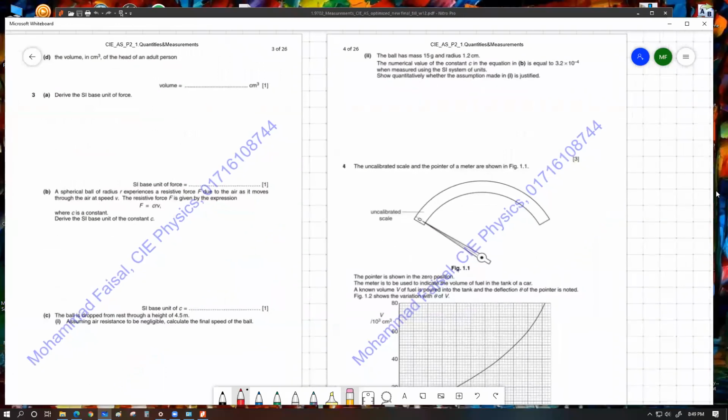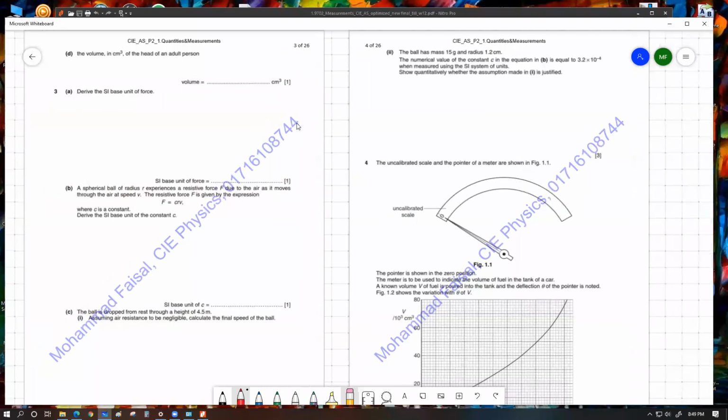আচ্ছা প্রথম কোশ্চেন তোমরা করছো 3B নিয়ে, মনে হয় তোমার কোশ্চেনটা একটু পরে সলভ করেছি, ডোন্ট ওয়ারি। কোশ্চেন নাম্বার 3 একটু আমরা খেয়াল করি। কোশ্চেন নাম্বার 3 বলছে derive the SI base unit for force। সো এখানে আমরা SI base unit লিখবো। A spherical ball of radius r experiences a resistive force F due to the air as it moves through the air at speed v. The resistive force F is given by the expression F equals CRV. এটা হচ্ছে আমাদের resistivity equation where C is a constant. Derive the SI base quantity for C.